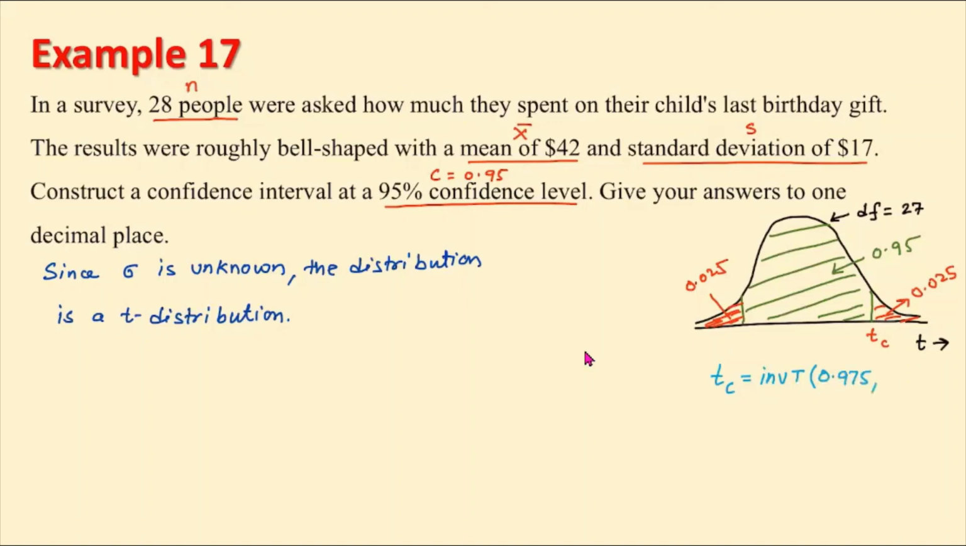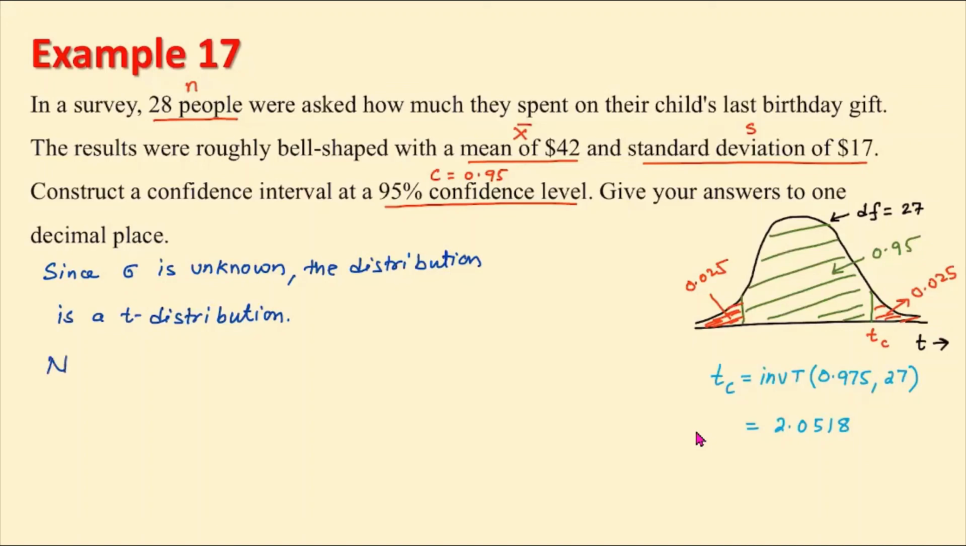0.975. We don't need mean and standard deviation. We just need the degrees of freedom, which is 27. And if we do that, the value will be 2.0518. So that is the t critical. This will help us find the margin of error for the confidence interval.